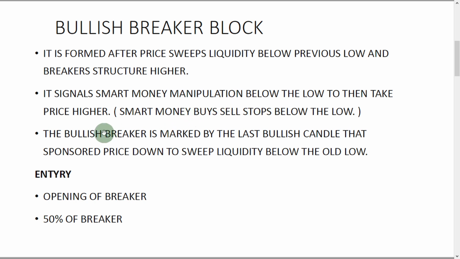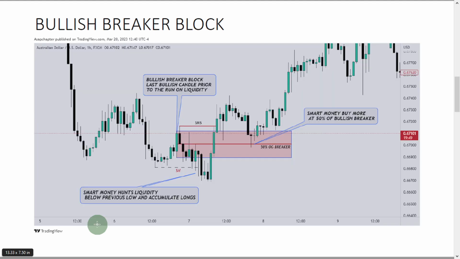So the stop losses below that previous low, smart money hunts it and then use it to fuel their buy entries. Okay, now the bullish breaker, we mark it from the last bullish candle that sponsored price down to sweep liquidity below the old low. We're going to go into chart examples and this will be clear. Okay, so entry is going to be from the opening of the breaker and then 50% of the breaker. Let's go into some chart examples.